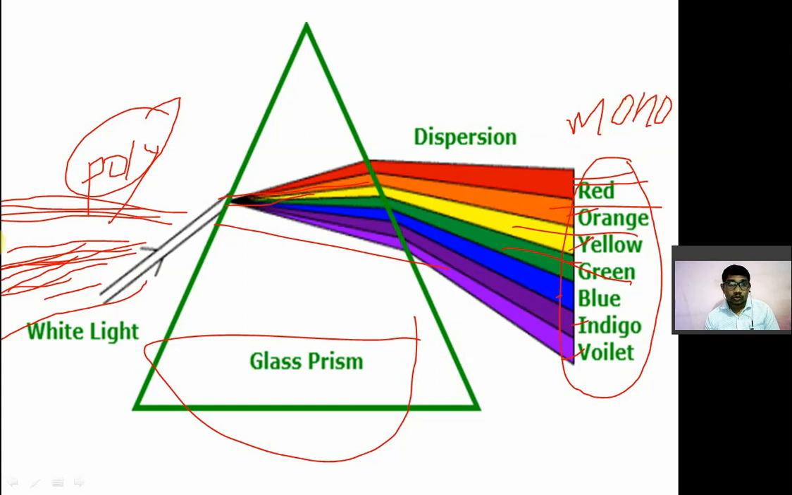So polychromatic and monochromatic. Is that understood? Because you have to understand this. What is polychromatic and what is monochromatic? So your normal light is a band of different colors. Okay, that's why it is known as a polychromatic light. And when you pass a polychromatic light through a prism or grating, it is dispersed into a monochromatic light.